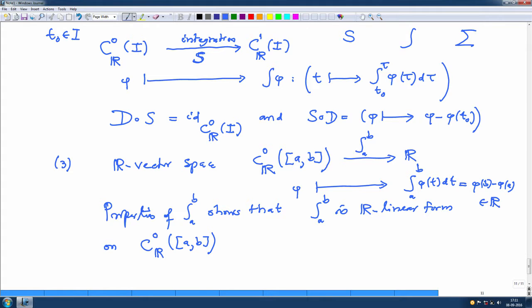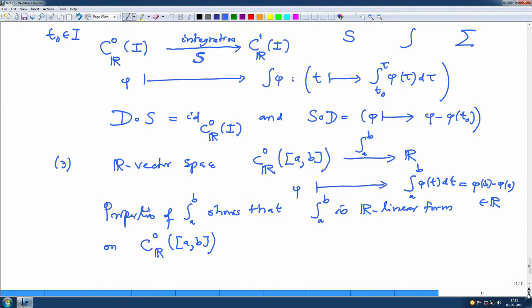So there are many linear forms. This integration is one of them, and that is why studying analysis is important, and there is nothing special about the closed interval. One could have taken an arbitrary topological space actually, and done this in more generality. Okay, so that's enough for this.